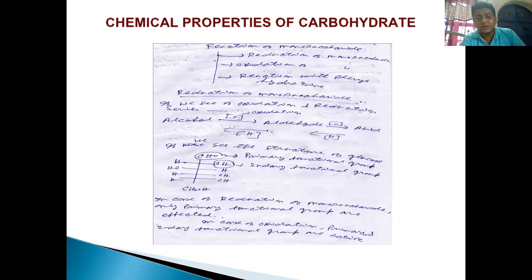So consider the glucose structure here. Basically, it has two functional groups: one is the aldehyde group, and another is the OH group. The aldehyde group is called the primary functional group, and the OH group is called the secondary functional group. In reduction of monosaccharides, only the primary functional group, the aldehyde group, is affected. But in oxidation, both primary and secondary functional groups are affected.